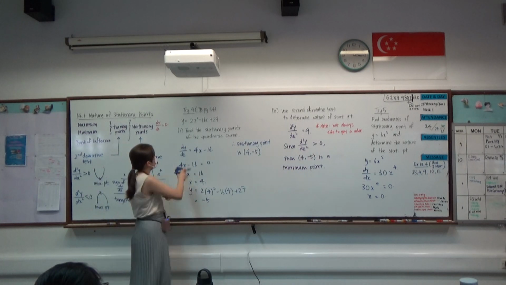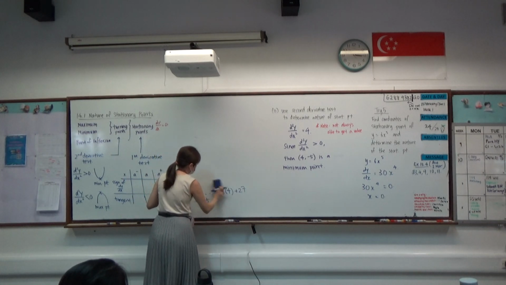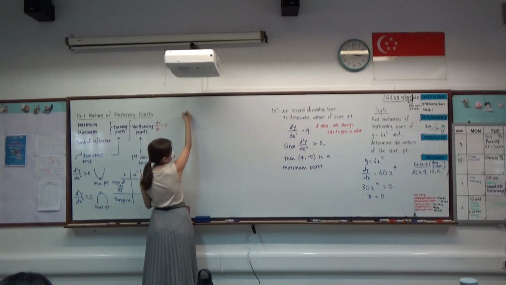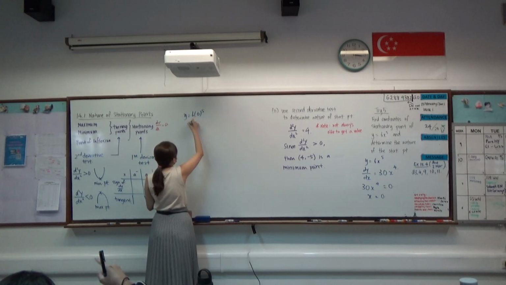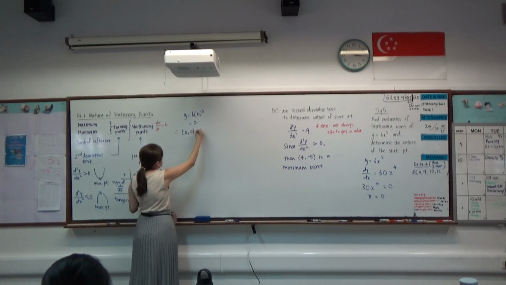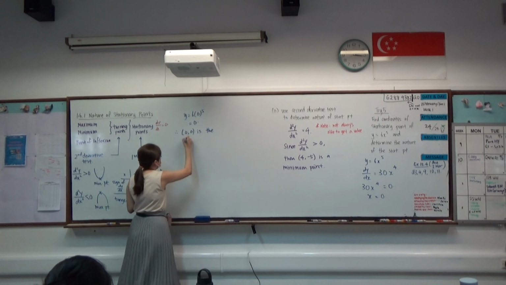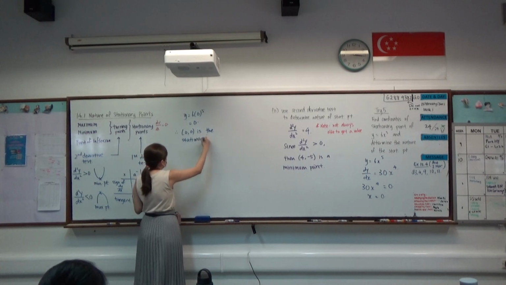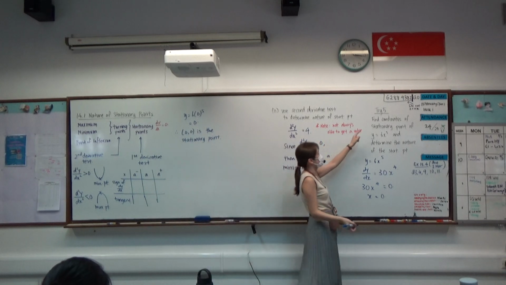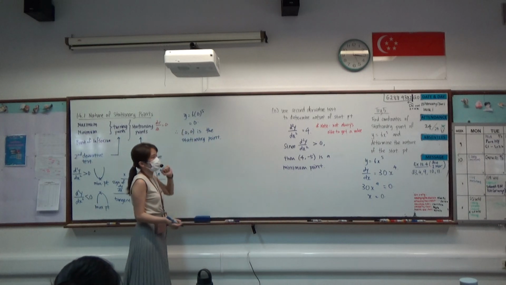Okay, so we continue here. With our x equal to 0, our y is also 0, so the stationary point is coincidentally the origin. So 0, 0 is the stationary point. We got to write down this statement so as to answer the first part of the question that asks for the coordinates. So you cannot just leave it at finding x equals to 0.